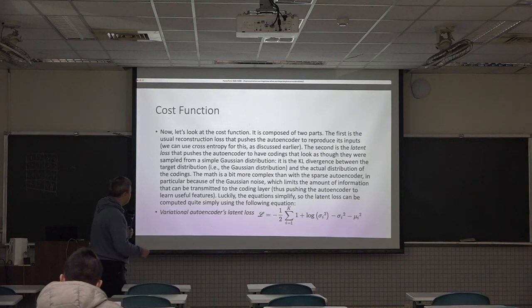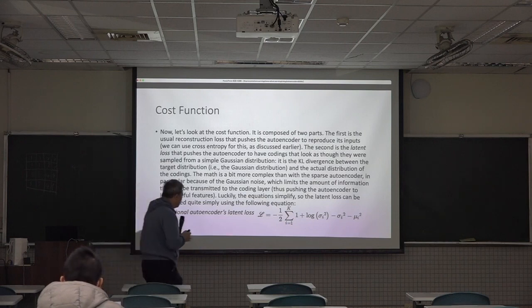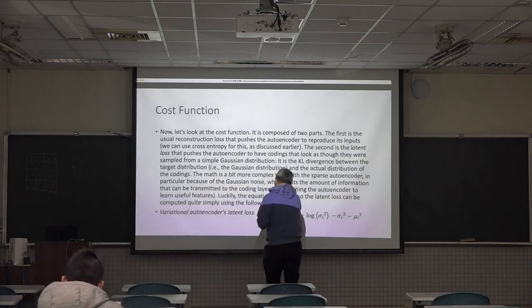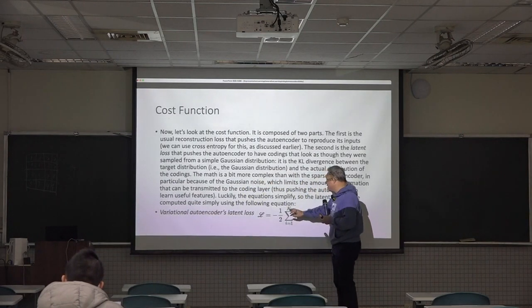So for the variational autoencoder, there is the latent loss. This is probably a little bit difficult to explain. L just means latent loss. K is the size of the dimension.